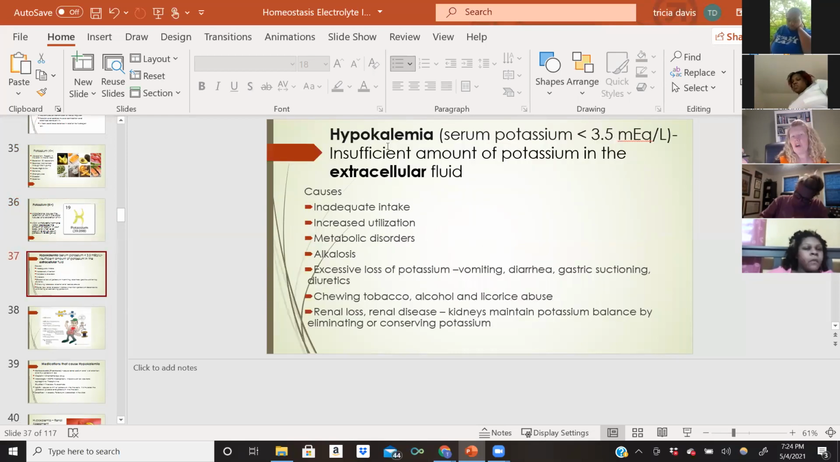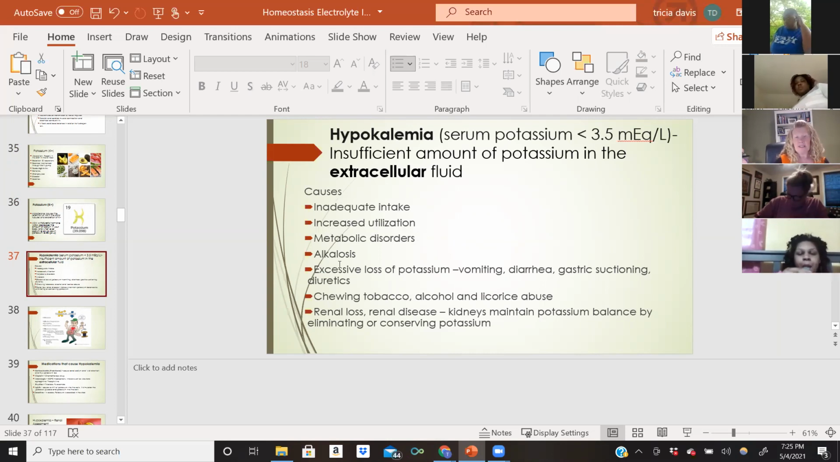Hypokalemia is a serum potassium less than 3.5 milliequivalents per liter. It is an insufficient amount of potassium in the extracellular fluid. So how do we get hypokalemia? Well, maybe we don't have the proper intake in our diet. We are not taking in enough potassium. Maybe we have an increased utilization. Our body is using too much. We could have a certain metabolic disorder to where our levels are not appropriate.